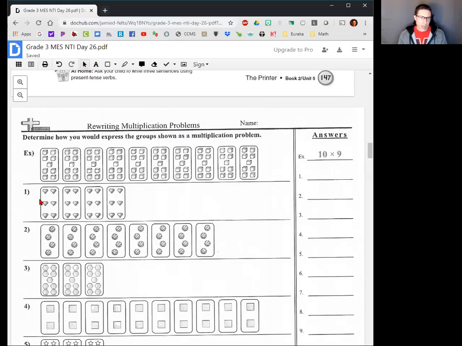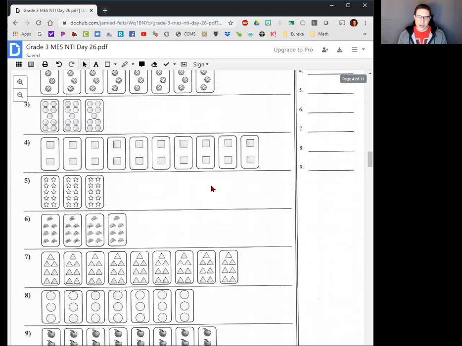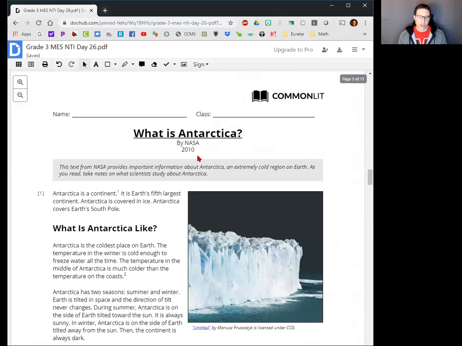Okay? Let's do one together. So let's count the groups first. 1, 2, 3, 4. That's going to be 4 groups. 4 groups of 1, 2, 3, 4, 5, 6. 4 groups with 6 in each group. And that's all we need to do for that one. So the first one is 4 groups of 6. So you can take care of that today. That won't take you very long.